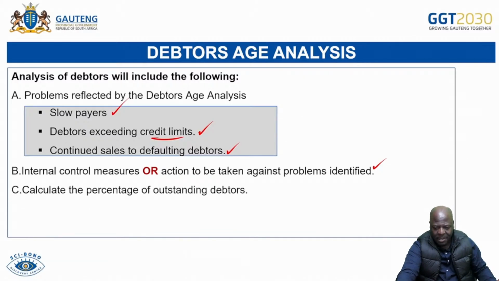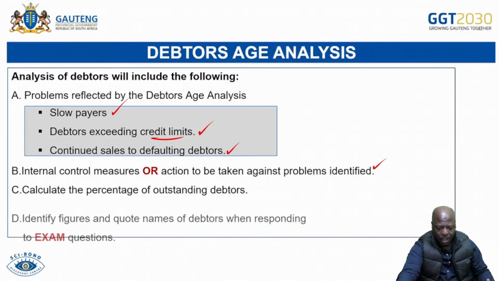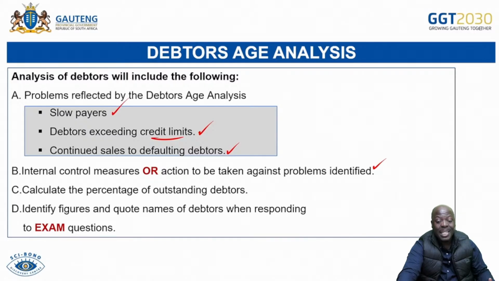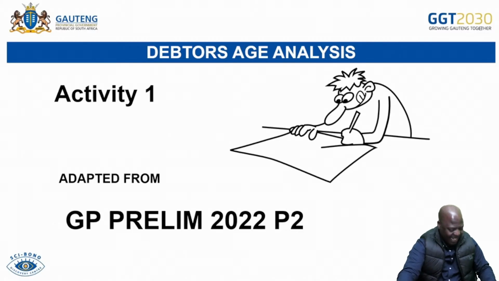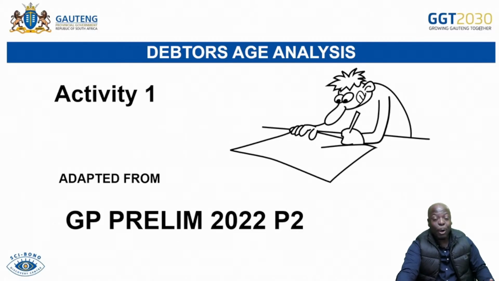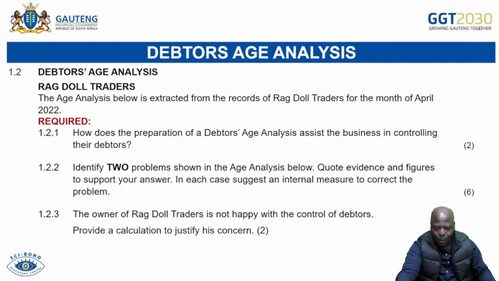We need to calculate percentages of outstanding debtors. I've seen questions where these are demanded. And we also need to identify figures and quote names of debtors when we respond to exam questions. Okay, let's do activity number one. This is from our very own province, Gauteng, Prelim 2022. And then we look at question 1.2.